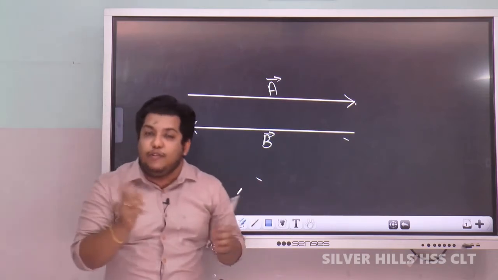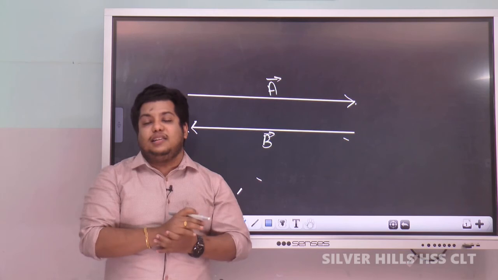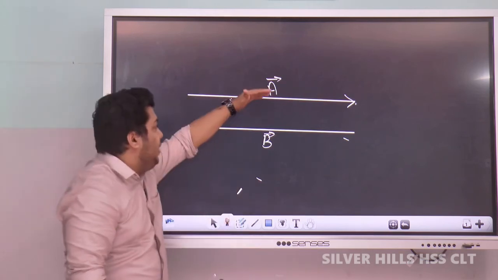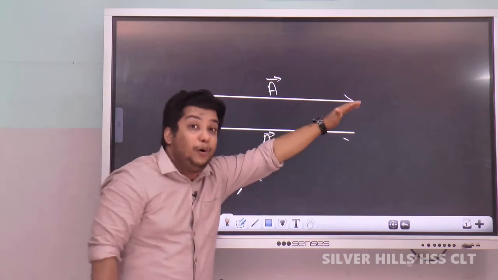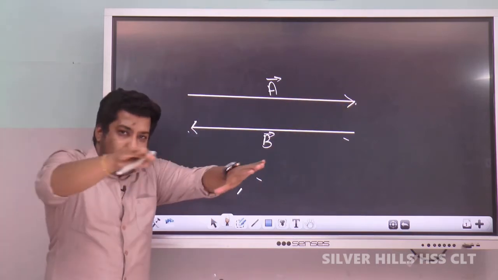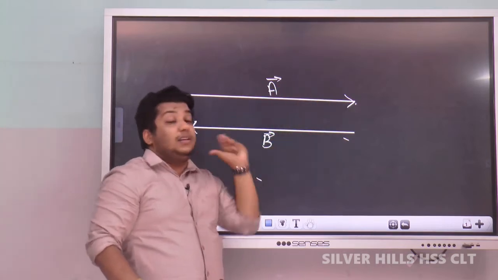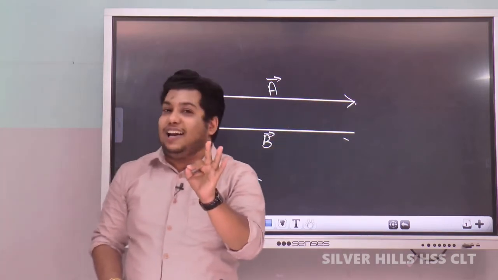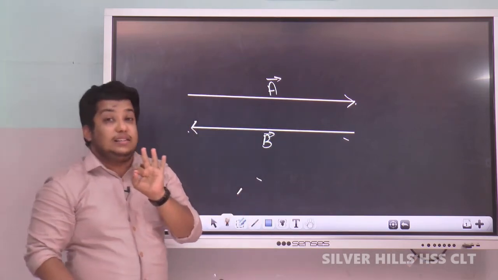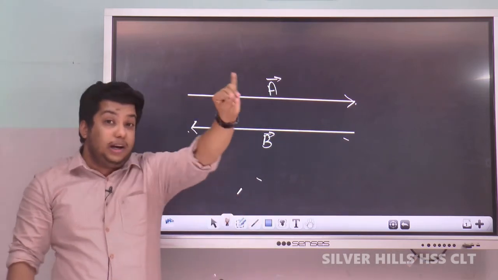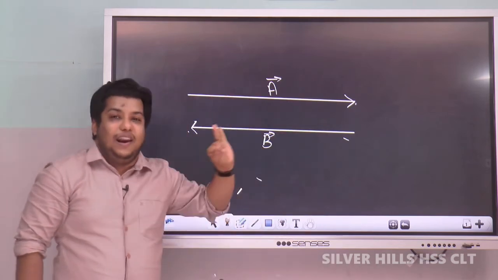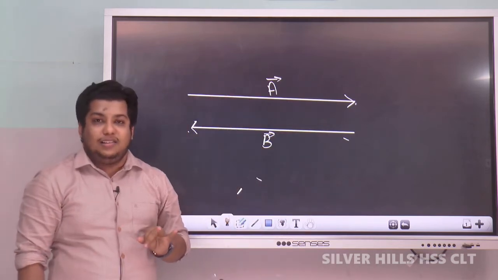So what is a negative vector? Those vectors which show the same magnitude and opposite direction are technically called negative vectors. Now we have discussed two types of vectors. The first one is called equal vectors. The second one is called negative vectors.